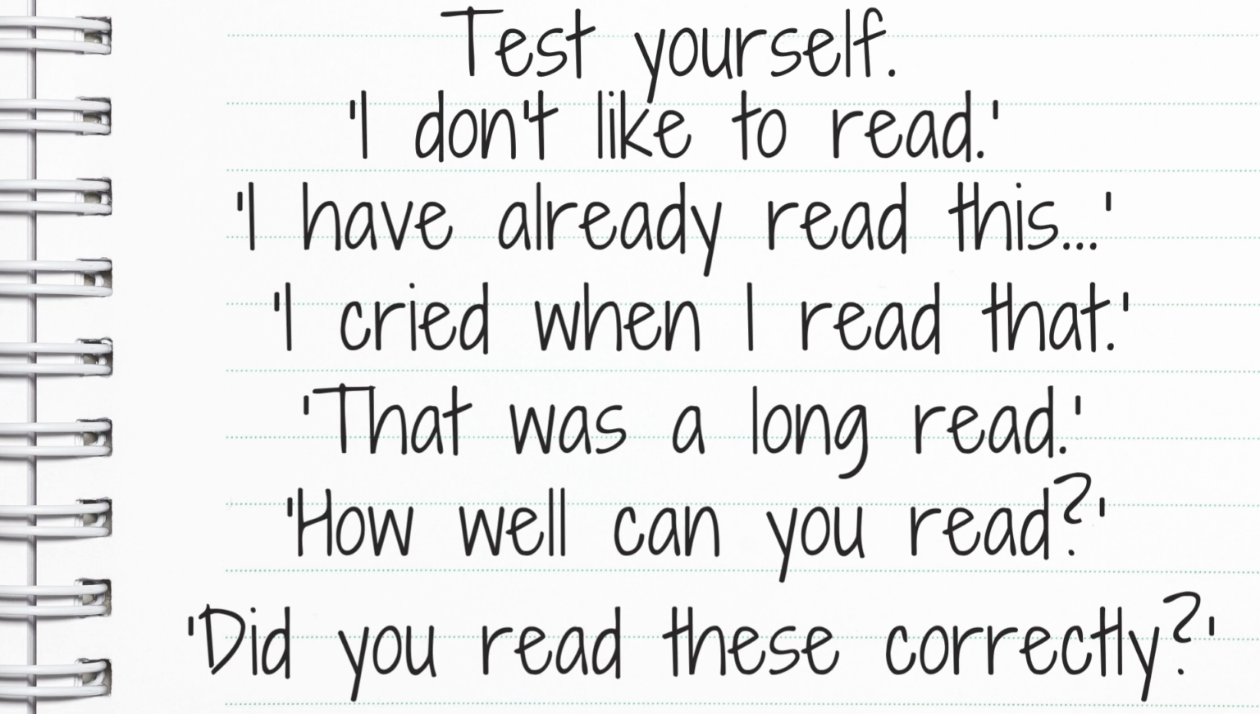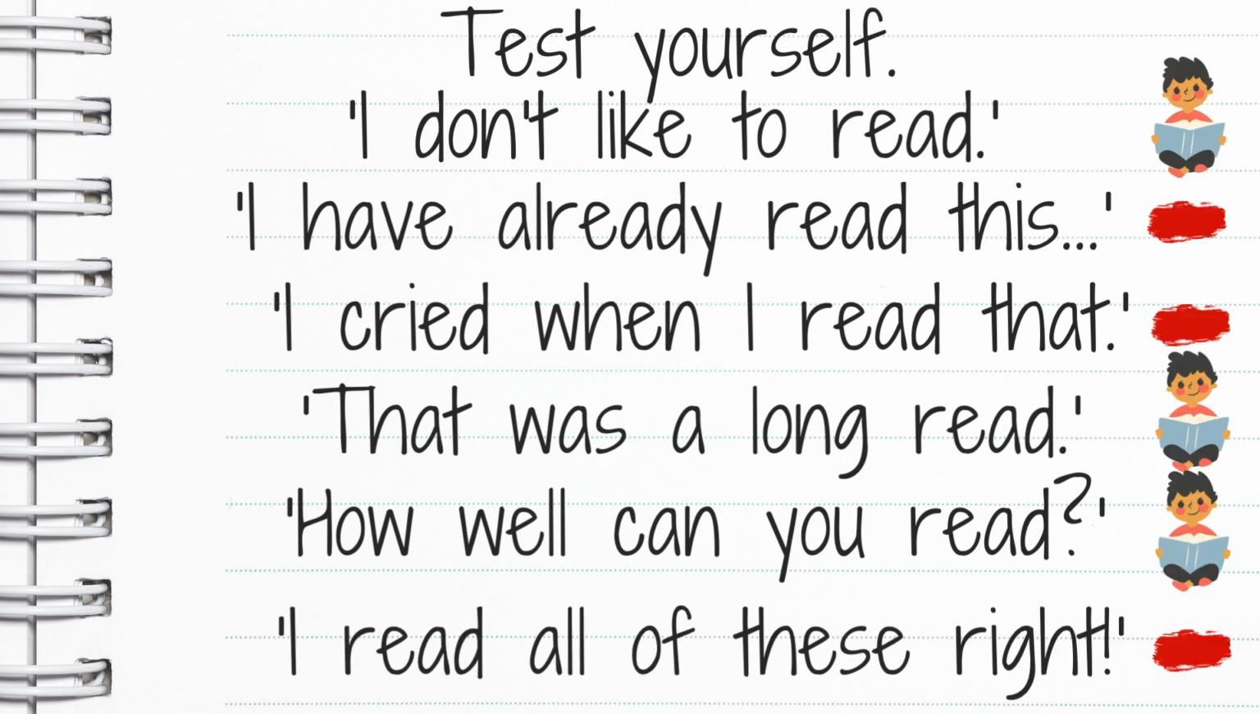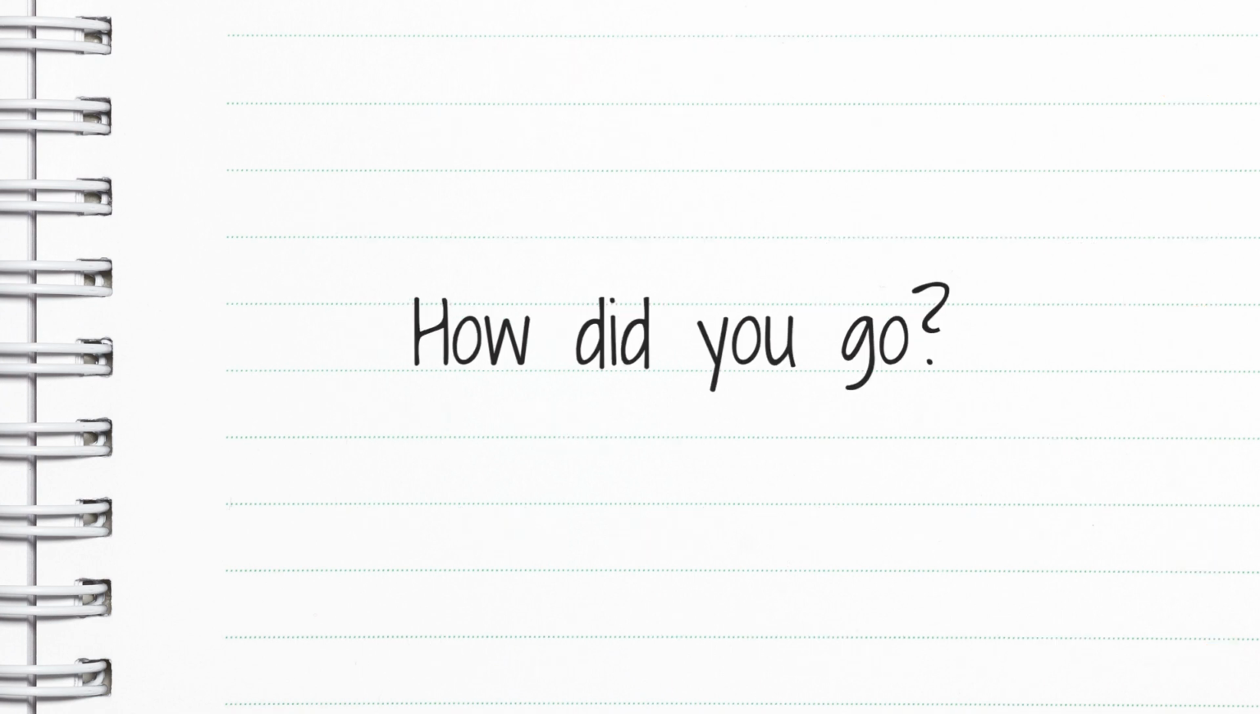So I hope you've paused the video and you've had a go at identifying which sentences use read and read. So let's have a look. I don't like to read. I have already read this. I cried when I read that. That was a long read, meaning if you don't know what that means, it just means, oh, that was a long read. It took me a long time to read that. How well can you read? I read all of these right. Okay? So how did you go? Did you read all of those correctly? If not, were you able to fix yourself up once you'd finished the sentence and read on?